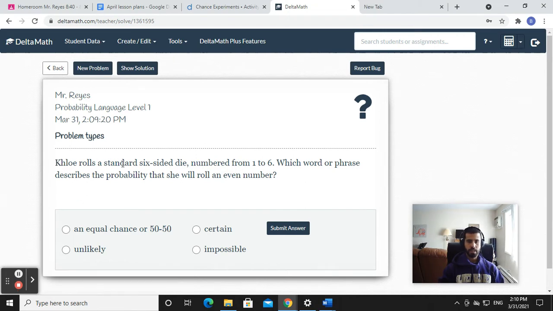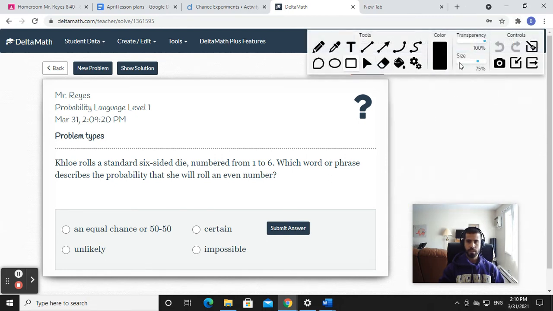Chloe rolls a standard 6-sided die numbered 1 to 6. Which word or phrase describes the probability that she will roll an even number? So we've got the die, and it has the 6 sides as always. Let's pretend that I can draw equal sized squares. So these are the different sides it can land on.